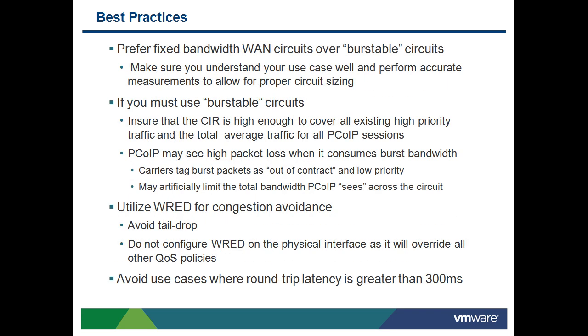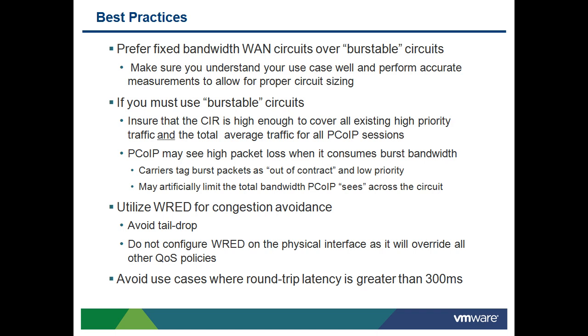Prefer fixed bandwidth WAN circuits over burstable circuits, but make sure you understand your use case well, because you have to perform accurate measurements to allow for proper circuit sizing. You don't want to be too far over because that's very expensive. You don't want to be too far under because that's going to ensure a poor user experience. If you have to use burstable circuits, you have to ensure that the CIR is high enough to cover all of the existing high priority traffic and the total average traffic for the PCoIP session.